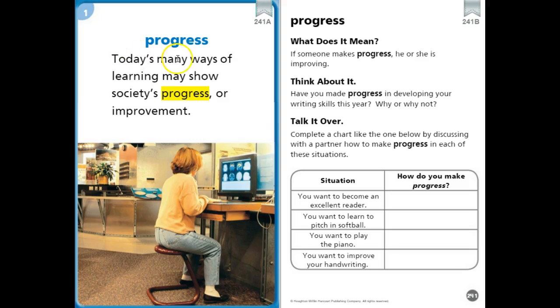Progress. Today's many ways of learning may show society's progress or improvement. If someone makes progress, he or she is improving. Have you made progress in developing your writing skills this year? Why or why not? Look at the chart below. Discuss with a partner how to make progress in each of these situations.